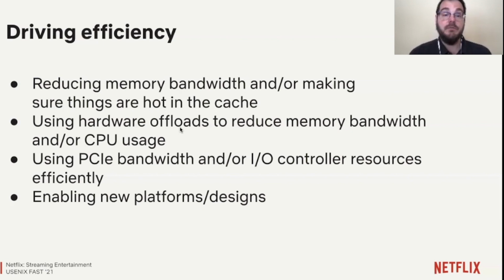Another broad area where we drive efficiency is using hardware offloads to reduce memory bandwidth and/or reduce CPU cycles. In our testing in our environment, it looks like this has the further impact, in some cases, of also being much more power efficient. Another broad area where we work on efficiency is using PCIe bandwidth and/or I/O controller resources efficiently. This can allow us to achieve increased throughput of data over the PCIe bus. Finally, a broad area where we work to drive efficiencies is by enabling new platforms or designs which will allow us to deliver data more efficiently.